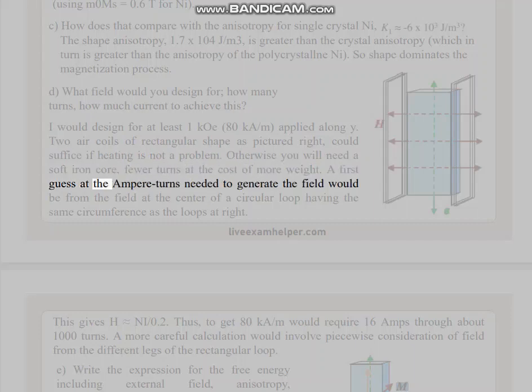A first guess at the ampere turns needed to generate the field would be from the field at the center of a circular loop having the same circumference as the loops at right.